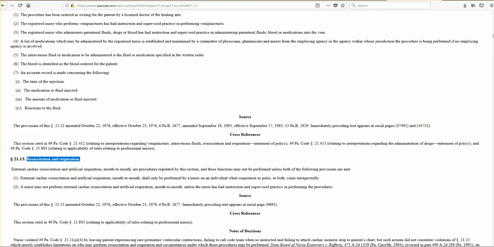So get in there, take a look at these, and have the students look at these with you, and then ask them what they're surprised about and what their thoughts are on these.